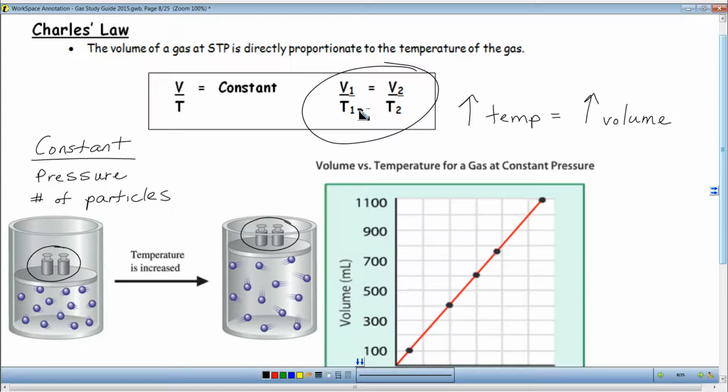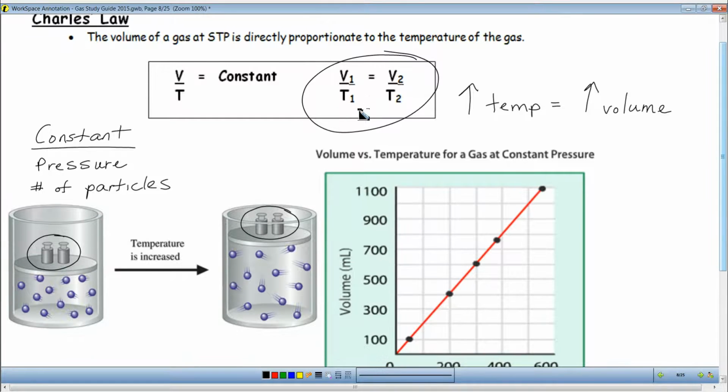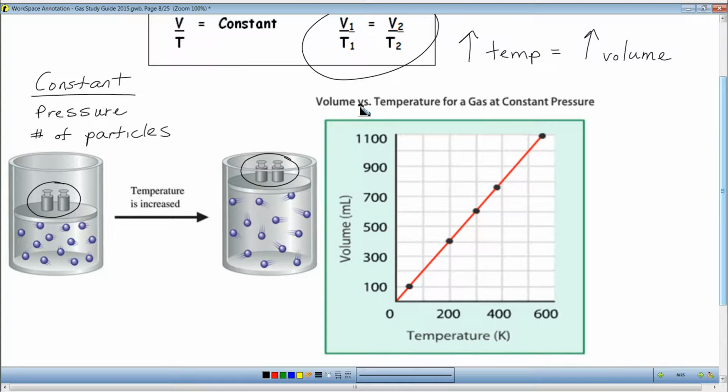There's just one little snafu, one little thing that we have to be aware of when we study Charles' law. Check out this graph. Pretty cute. Nice directly proportional relationship. As I increase the temperatures, the volumes steadily increase. So for example, at my highest temperatures, I have my highest volumes. At my lower temperatures, I have my lower volumes. Cool.